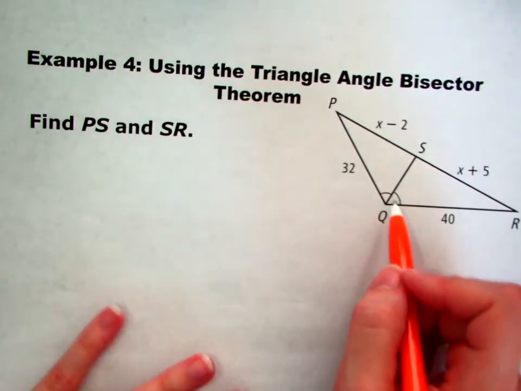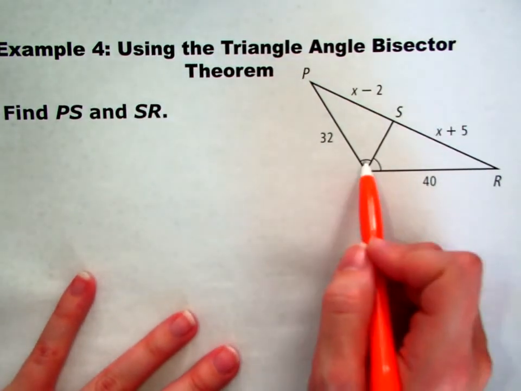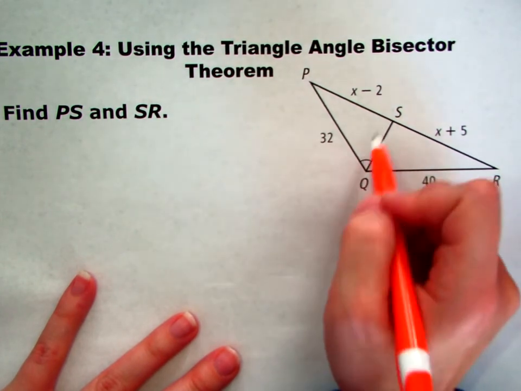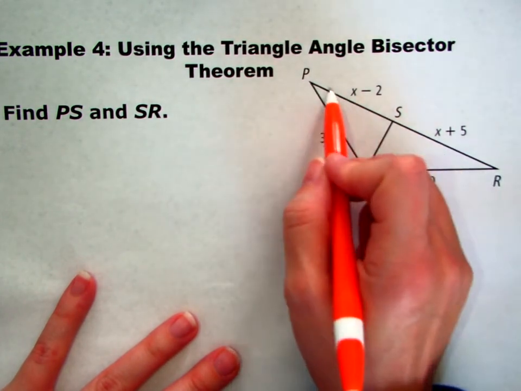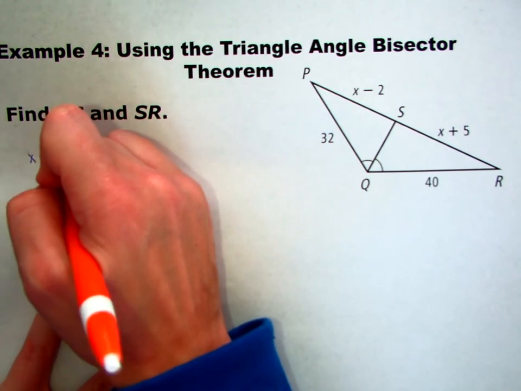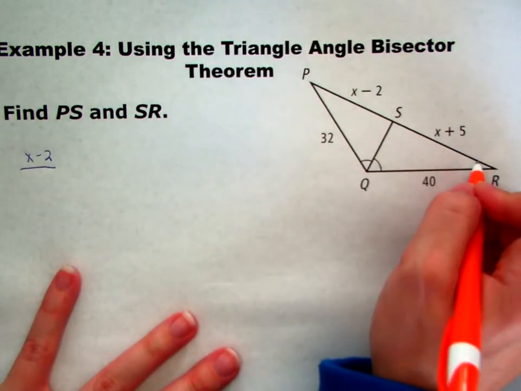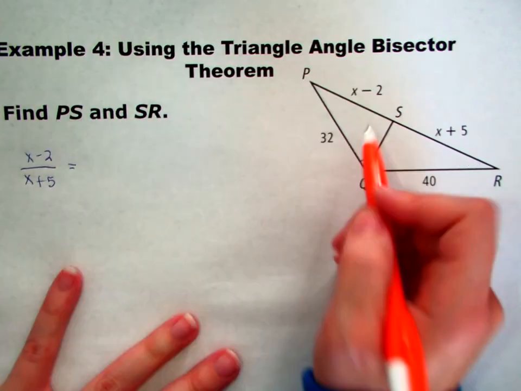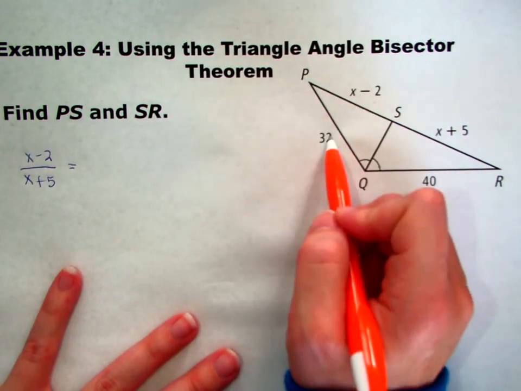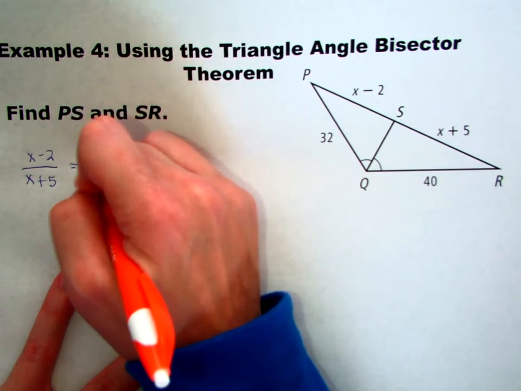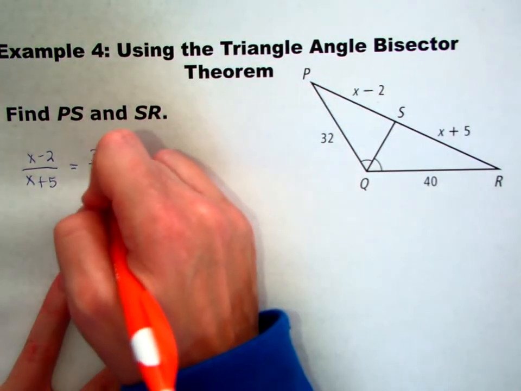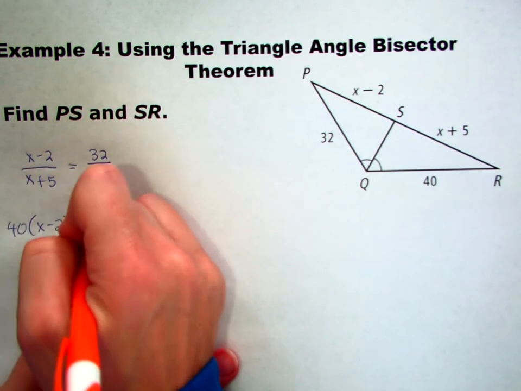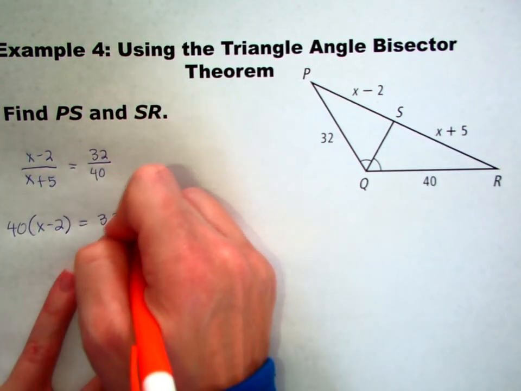So you'll notice here on this problem, we've got the fact that this is an angle bisector because it cuts into two congruent halves here, or two congruent angles. So that means that this here, the x minus 2 over this other side that it cut into, x plus 5, is going to equal, where's that x minus 2? Well, it belongs to this triangle, so it's going to be 32 on top over the 40 on the bottom. And now we're going to cross multiply. So it's going to be 40 times x minus 2 is equal to 32 times x plus 5.